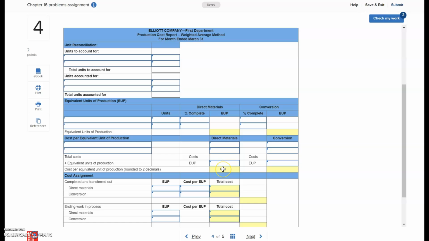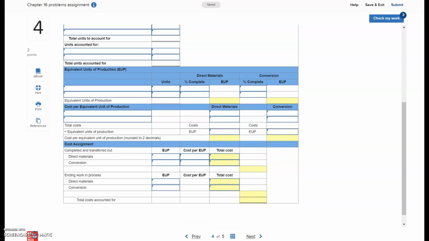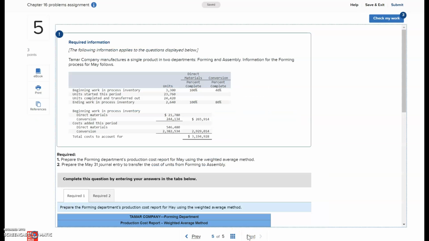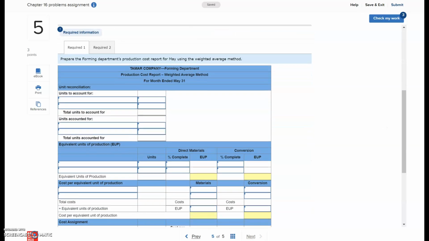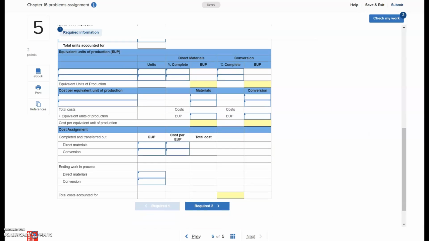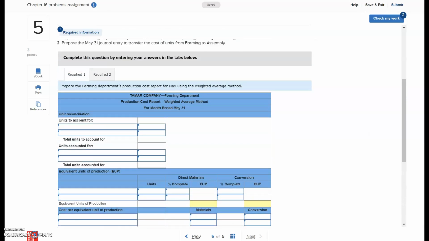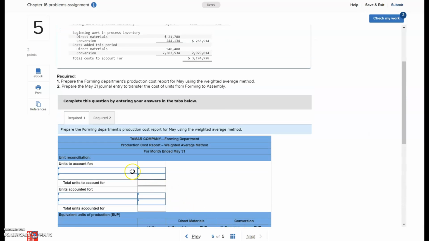That gives you the cost per equivalent unit. And then we can just multiply the equivalent units by those cost per units, and that's how we come up with our cost. You're going to do it one more time in 5, and it's just going through that same 4-step process. Here's our production cost report. So again, by the repetition, by the time you get through this one, you should have it down.